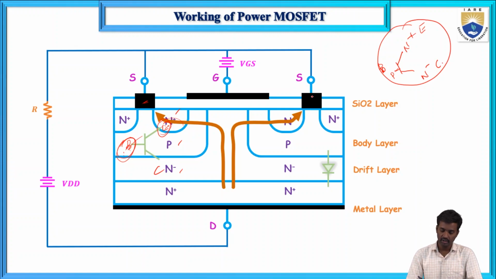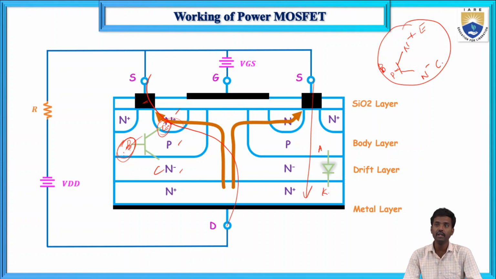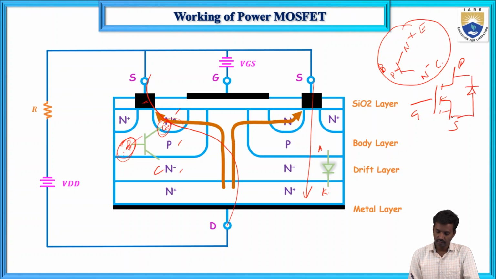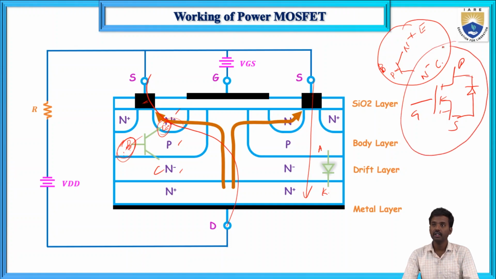Another thing is that one parasitic diode will exist. This is the anode and this is the cathode. So current flows from source to drain. Observe carefully: actually current flows from drain to source initially, but because of this inbuilt diode, current flows from source to the drain. This is inbuilt. So actually this is the power MOSFET diagram: drain, source, gate, and this is the inbuilt diode.